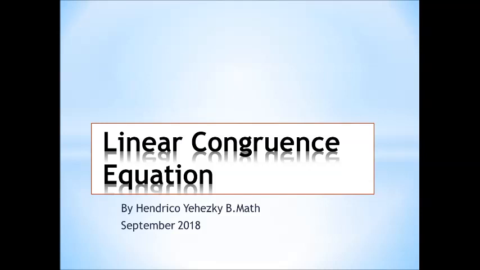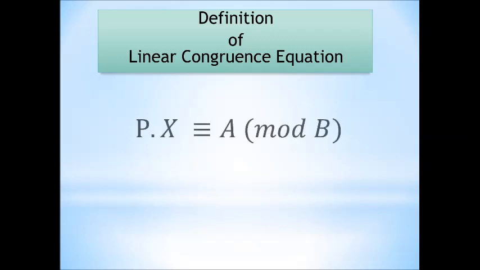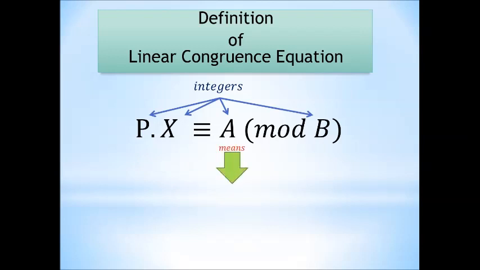Today I will explain the basic concept of the linear congruence equations. So let's see this definition first. The linear congruence equation is an equation using a modular arithmetic operator for integers. We can write this equation as Px ≡ A mod B, where P, A, and B are integers. It means Px minus A can be divided by B.